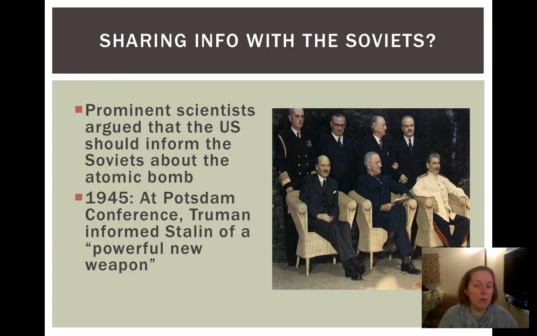But Truman's unwilling to explicitly inform the Soviets of the existence of the bomb. And he kind of tells Stalin casually, oh, yeah, we have this new weapon of unusual destructive force. And Stalin responds that he's glad to hear it, and he hopes that the U.S. is going to make good use of it against the Japanese.